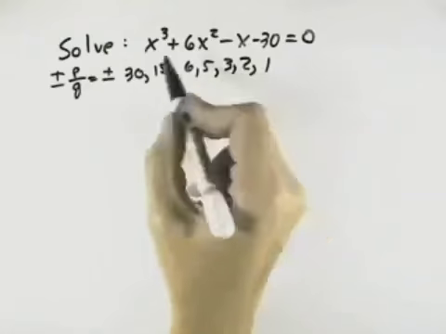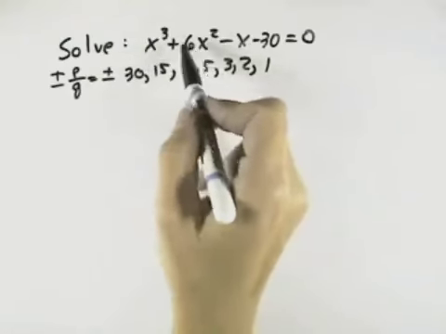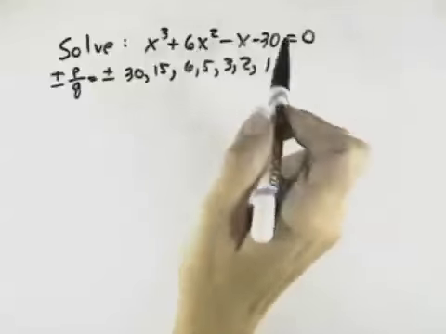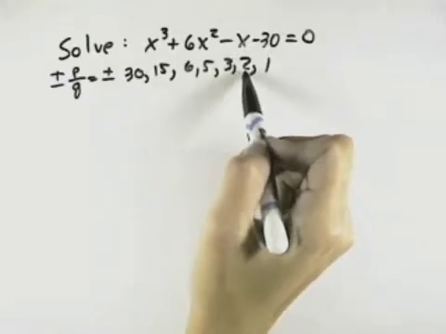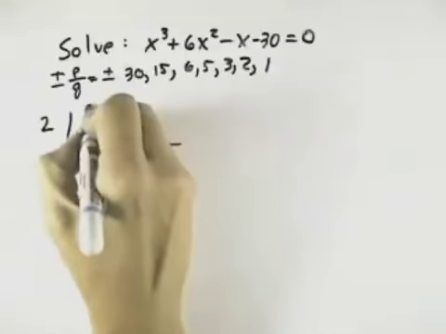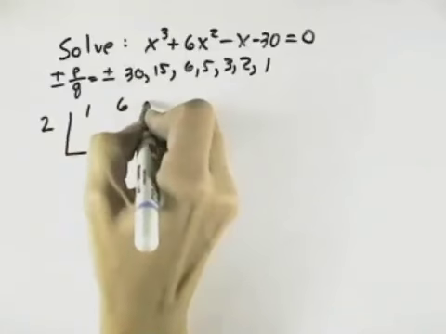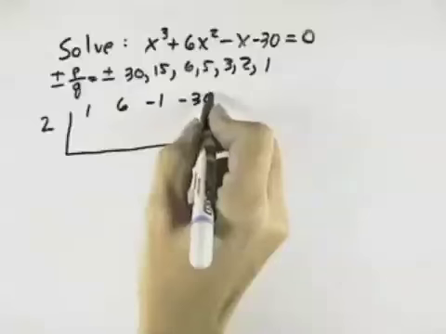How about positive 2? 2 cubed is 8, 2 squared is 4, times 6 is 24, 24 plus 8 is 32, minus 2 is 30, minus 30 is 0. So it looks like 2 will work. So let's try synthetic division to see if we can pull the 2 out of there, where the coefficients are 1, 6, negative 1, and negative 30. And this will also verify that 2 is a solution if there's no remainder.